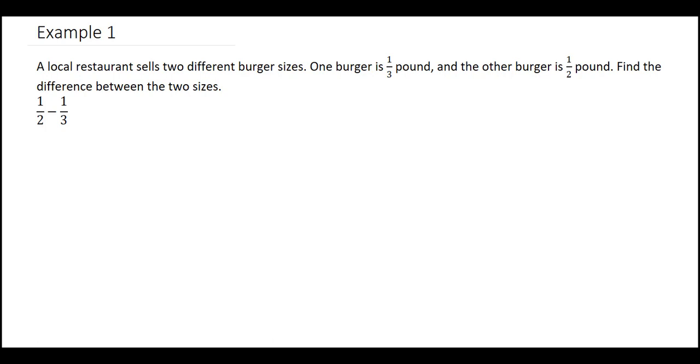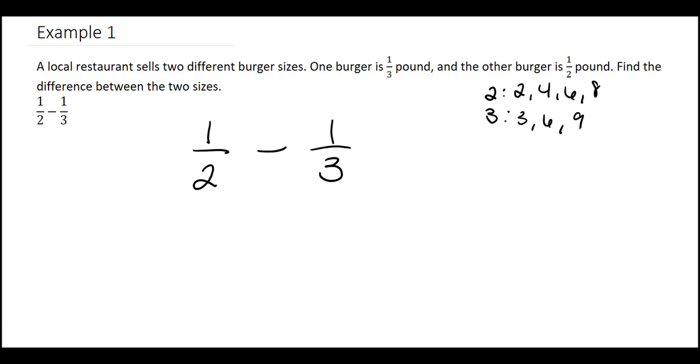Example 1. A local restaurant sells 2 different burger sizes. One burger is 1/3 pound, and the other burger is 1/2 pound. So find the difference between the two. Let's just rewrite this. We have 1/2 minus 1/3. If we look at these, 2 and 3, we notice our least common denominator between these two, based upon the multiples, is going to be 6.